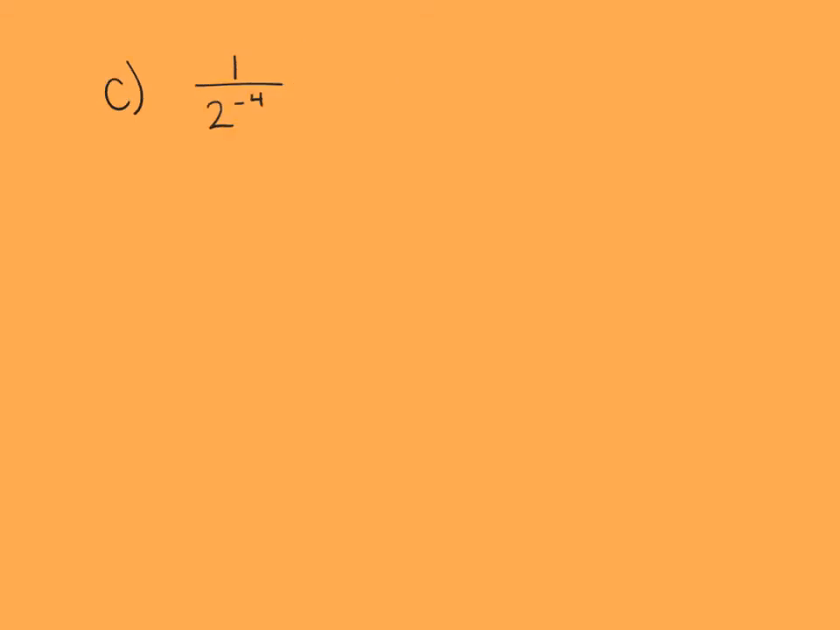The C part, we have 1 over 2 to the negative 4th power. This looks different. So I'm just going to start with something I know. I'm going to leave this 1 in the numerator, but I'm going to rewrite 2 to the negative 4th power where I can have a positive exponent. So this is going to become a complex fraction. It's a fraction with a fraction included. The denominator will be a fraction, 1 over 2 to the positive 4th power.